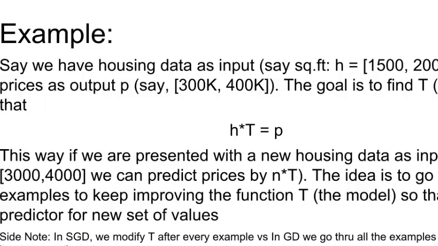As an example, you can see if we vectorize our inputs and outputs, let's say our input vector is the square feet for a house and the output is the price that we want to predict. What we want to do is predict t such that h times t equals p, where h is the inputs and p is the output.